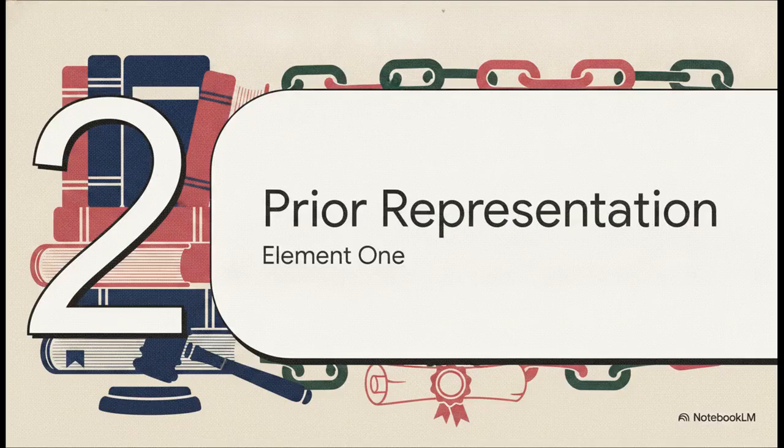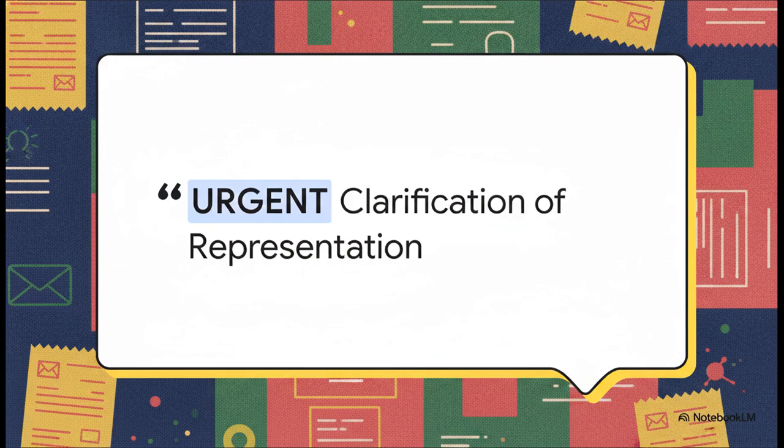Let's move on to element 1, prior representation. The whole motion hinges on proving that attorney Karen Kish previously represented Kenneth. And the documentary evidence here? It starts right with the receipts. Specifically, a November 17th email with the subject line, "Urgent clarification of representation." Kenneth is calling out the conflict in writing, immediately after discovering the firm was treating his brother as the primary client while excluding him. This clearly establishes the relationship and the prompt objection to what was happening.